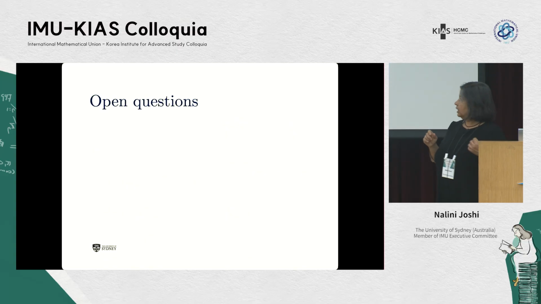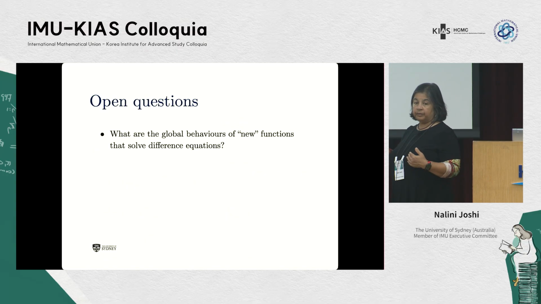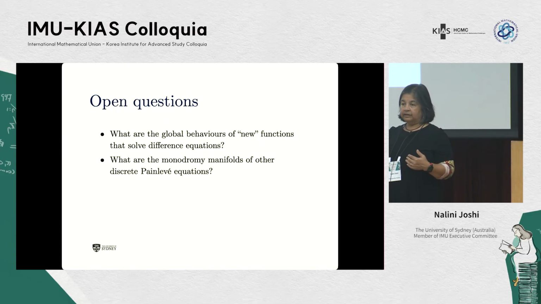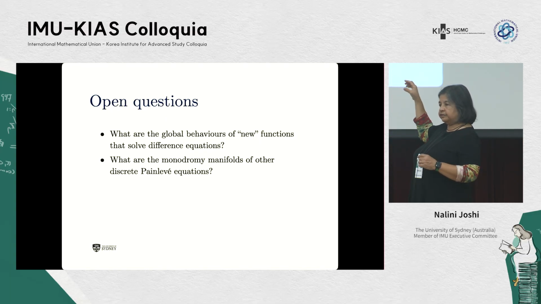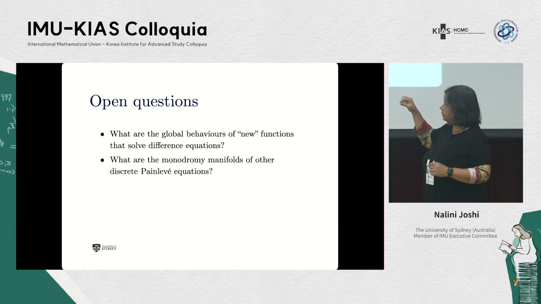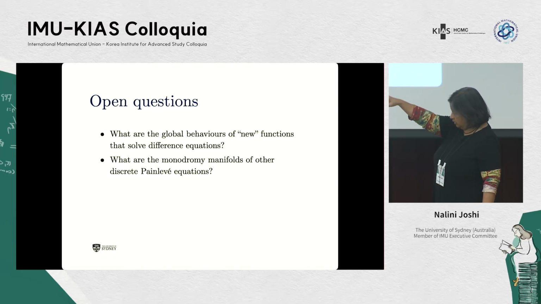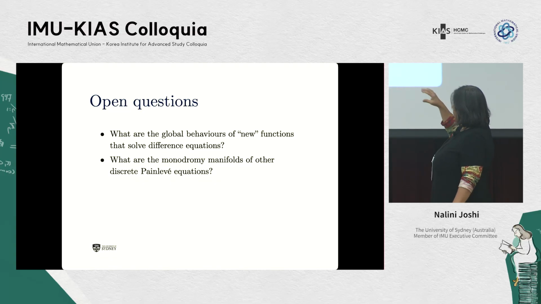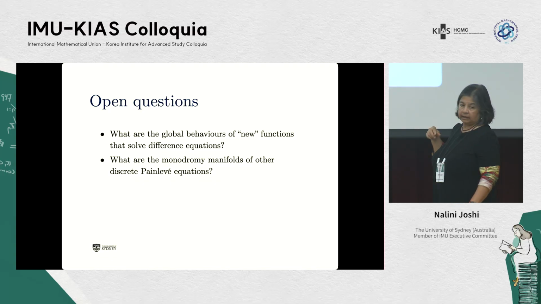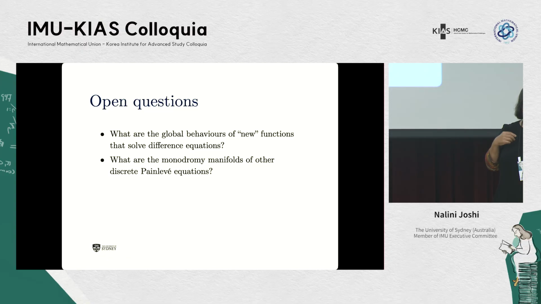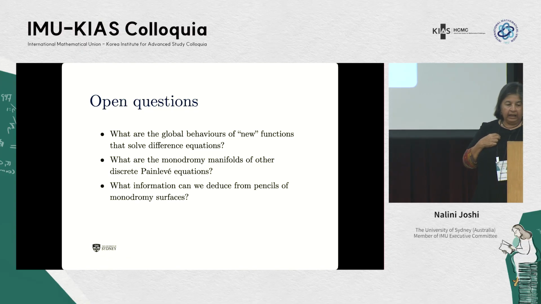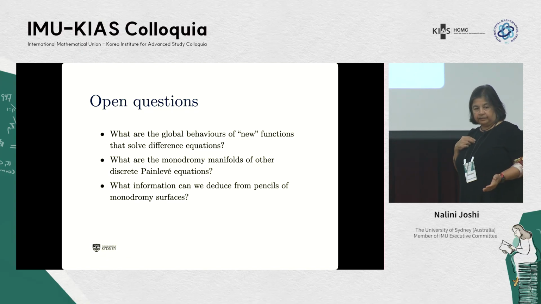What information can we deduce from these monodromy surfaces? As I showed you, the coefficients are theta functions. They depend on multiple variables or parameters. So they are actually families of surfaces in a different sense to the ones for the differential case. We don't know how that's giving us more information. And what do we do about elliptic difference equations?